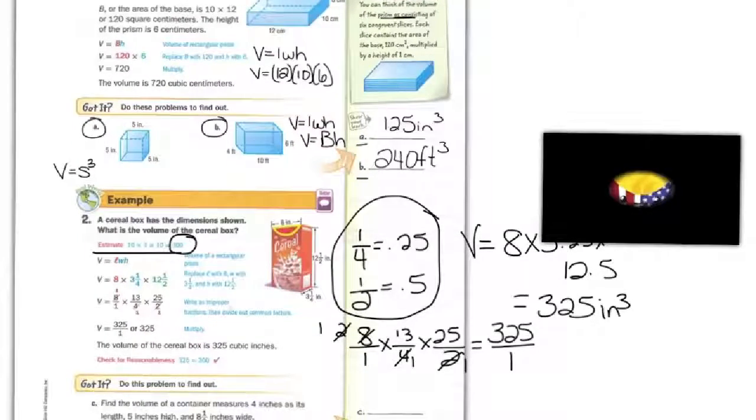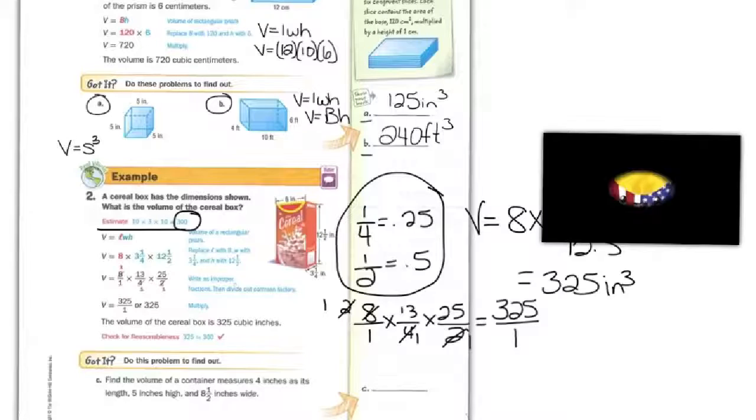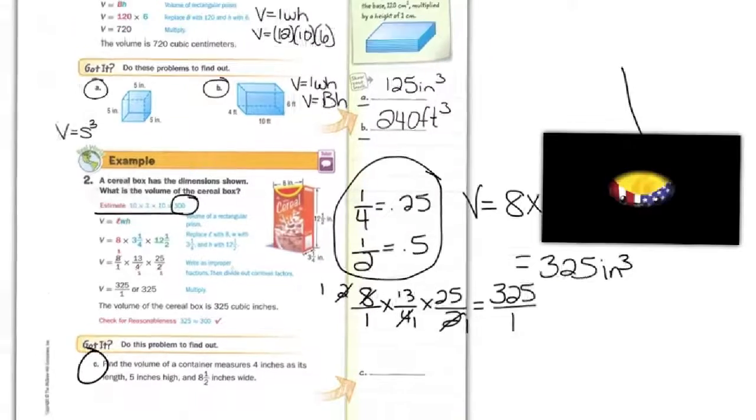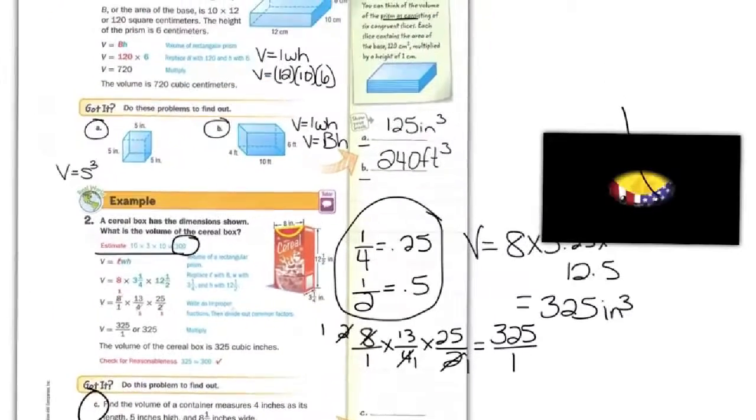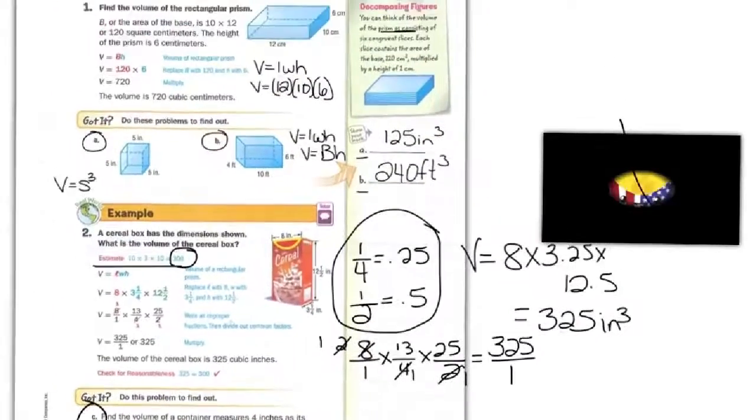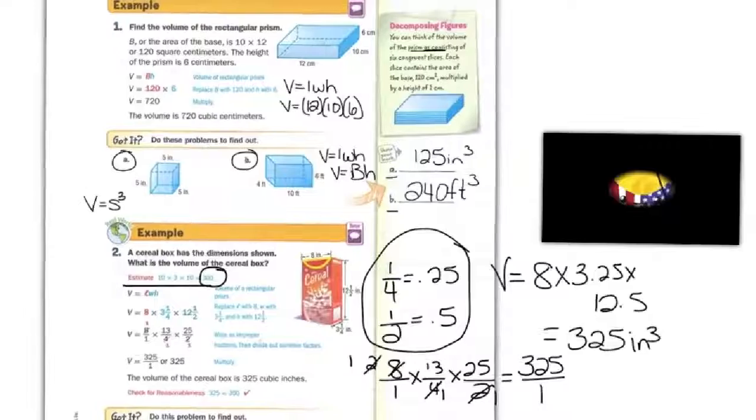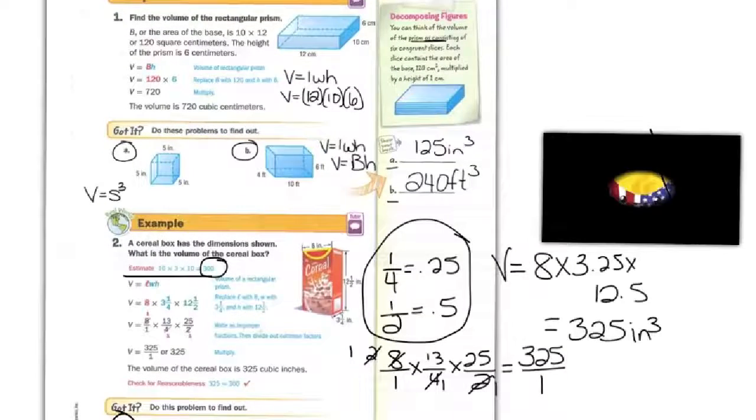Let's do problem C. Problem C says, find the volume of a container that measures 4 inches as its length, 5 inches high, and 8 1/2 wide. I'd like to see you try this on your own, and we'll have Freddie come back with the answer in just a minute.